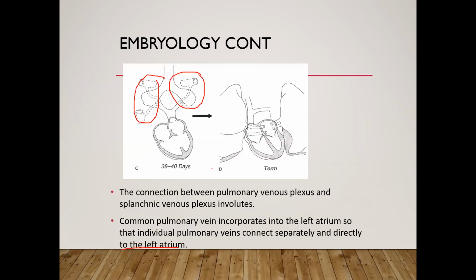Over time, the connection between the pulmonary venous plexus and the splanchnic venous plexus involutes. After that, around term, this common pulmonary vein invaginates into the posterior surface of the left atrium, so that individual pulmonary veins open into the left atrium. Any hindrance at these stages of development will lead to pathological consequences, which we will further discuss.